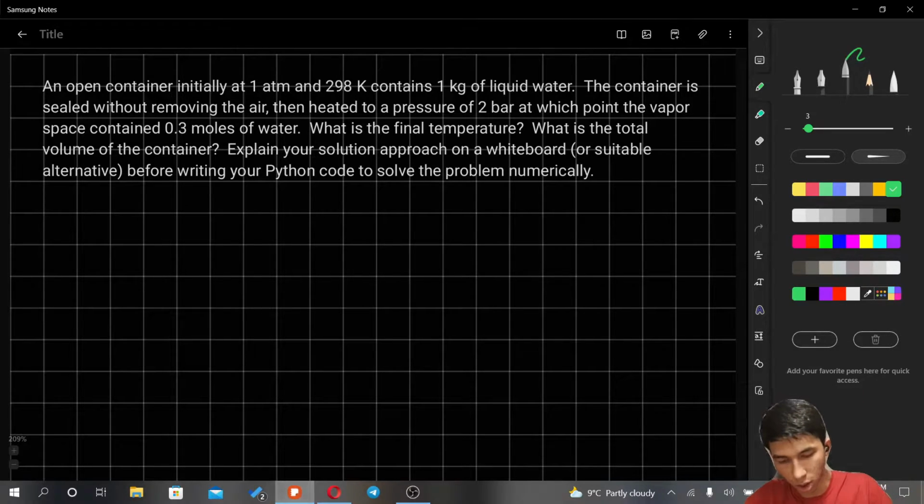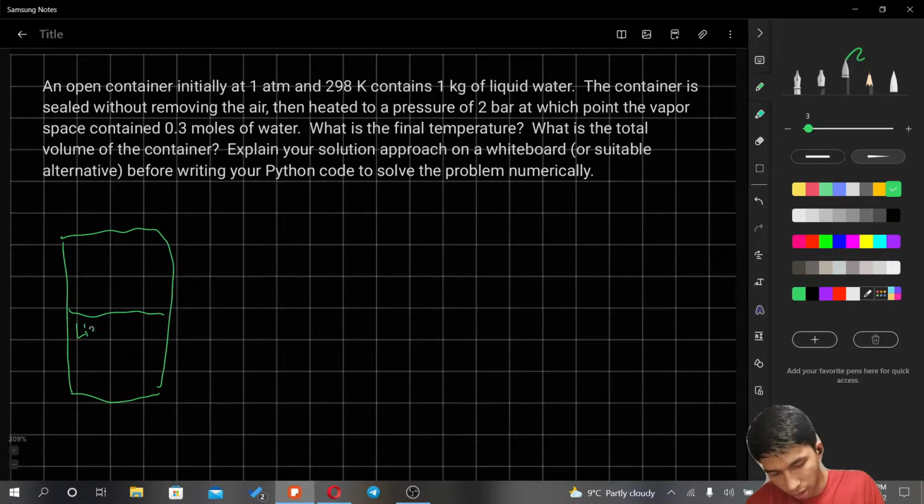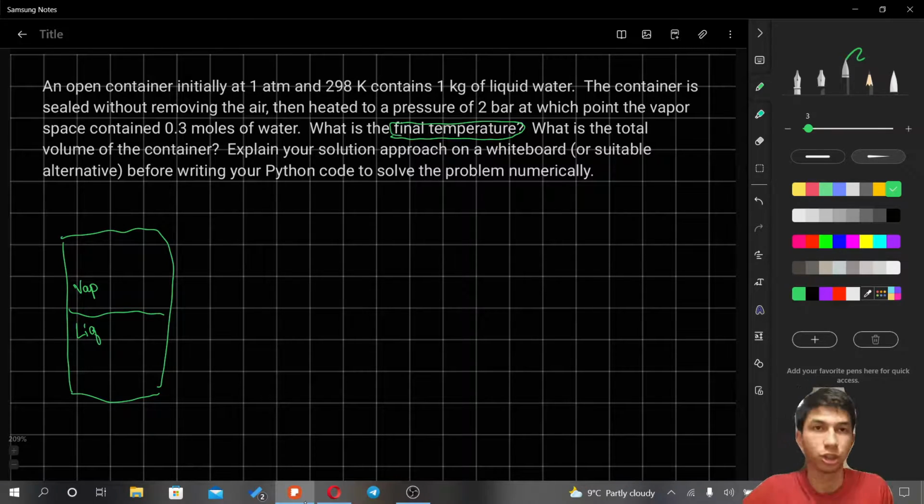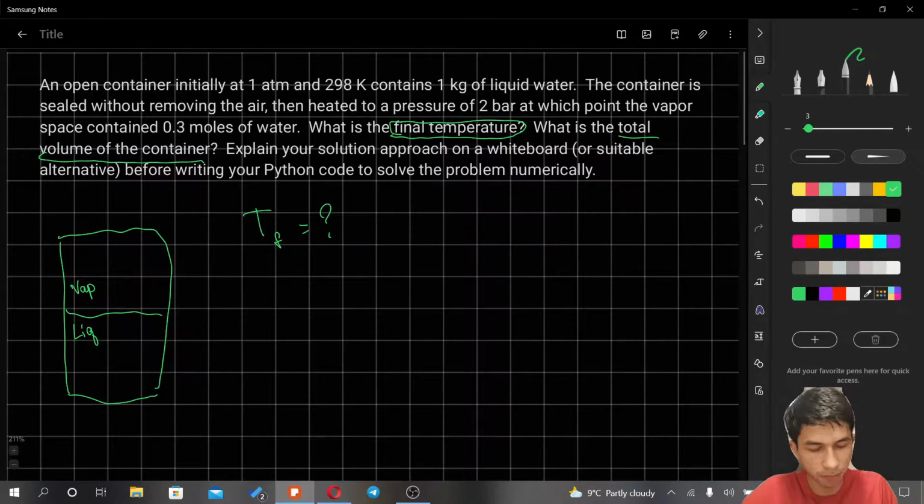drawing what's happening. So we have our container, and we'll have our liquid phase and vapor phase. And so let's just look at our question and determine what we need to find. We're asked to find the final temperature and the total volume of the container. So we need to find temperature final and the volume total.